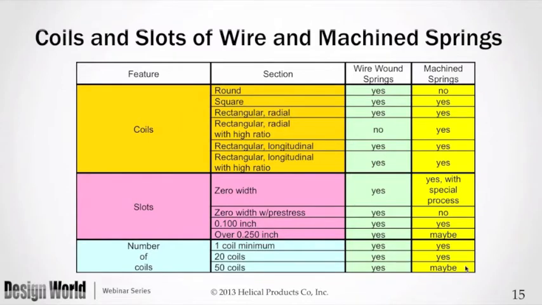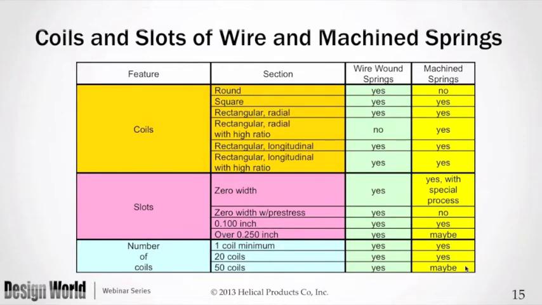When we look at the slots, the zero width slot is a real interesting slot for the wire folks. I've seen a lot and used a lot of those, and they're typically extension springs when they have the zero width. Machine springs can have a zero width with some special heat processing after it's been made. But the wire people have a unique item, and that's where they have a zero width with a pre-stress. The classic screen door spring is one of those, and they're readily available, and that's a real useful extension spring, and not available from a machine spring perspective.